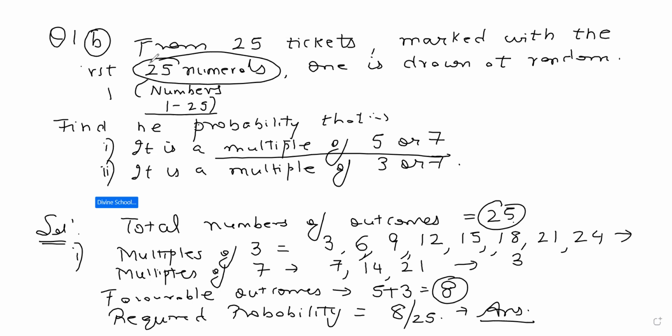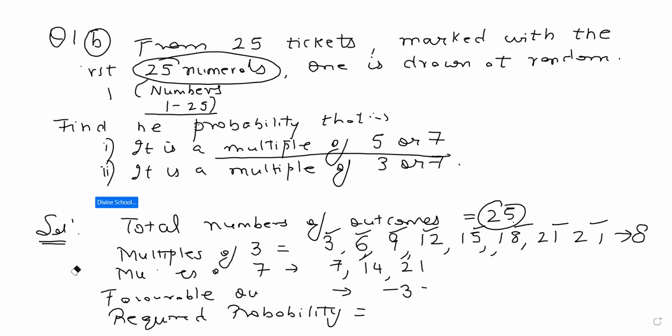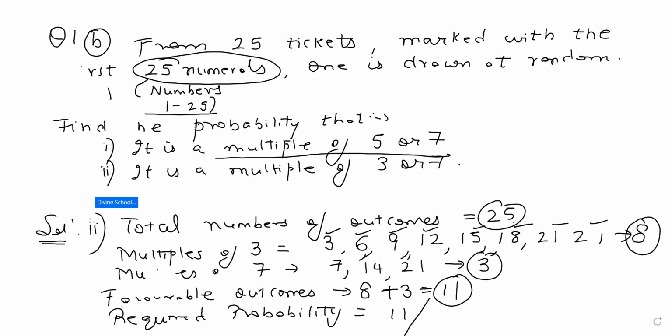So how many outcomes I have? 1, 2, 3, 4, 5, 6, 7, 8. And here I have 3. So my favorable outcomes are 8 plus 3. I'm doing part 2 now. This is part 2. And my favorable outcomes are 8 here, 3 here. So 8 plus 3 is 11. Required probability is favorable outcomes divided by total number of outcomes, which are 25.